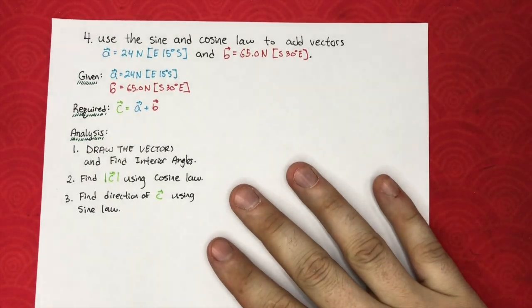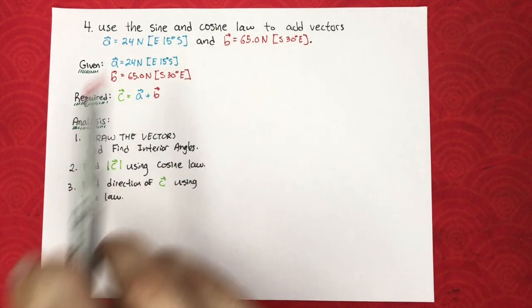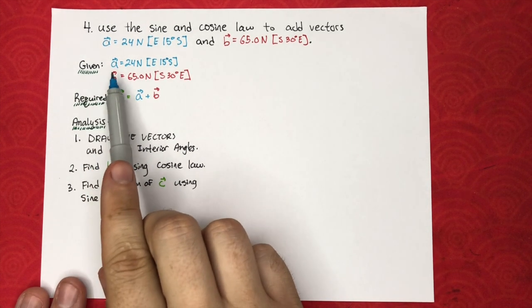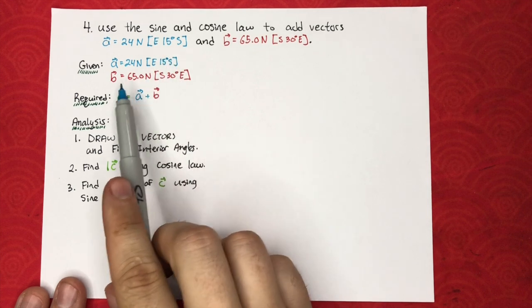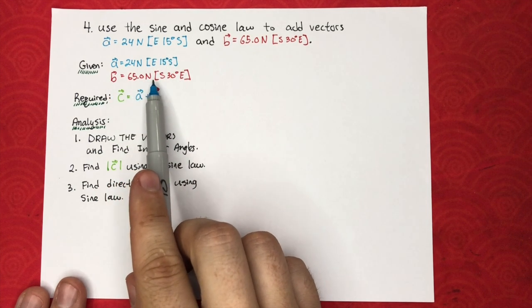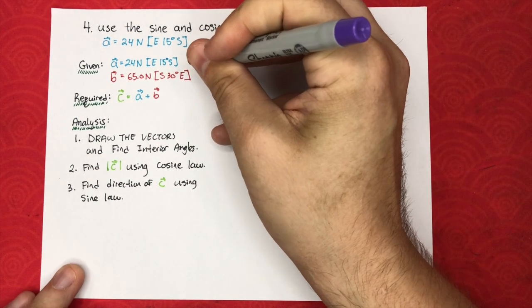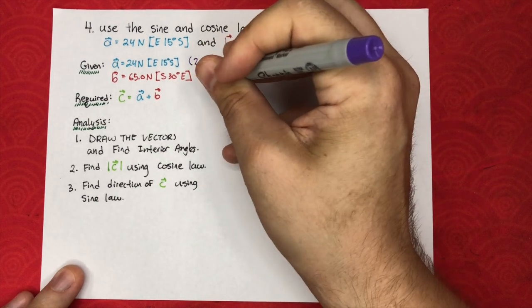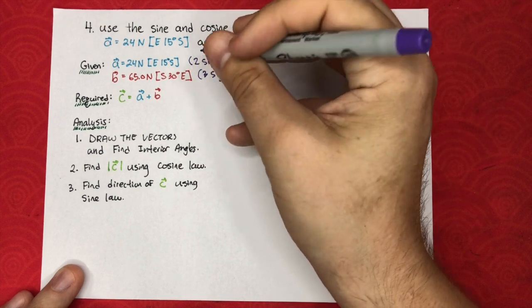Okay, so this question reads, use the sine and cosine law to add the vectors a and b. Before we start, let's write down the givens. The givens are a equals 24 newtons, east 15 degrees south, and b is equal to 65.0 newtons, south 30 degrees east. One thing that I want you guys to notice is that a has 2 sig figs, and b has 3 sig figs. So our final answer is going to have 2 significant figures.